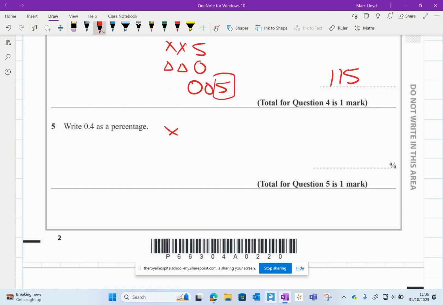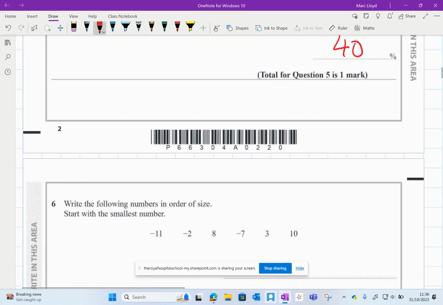Okay, write this down as a percentage. We multiply by 100 when we want to turn that decimal into a percentage. So 0.4 times 100 gives us 40.